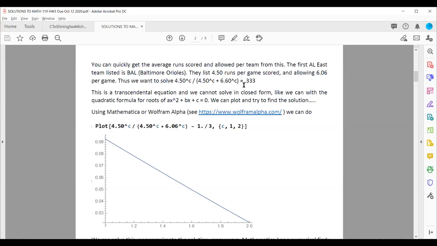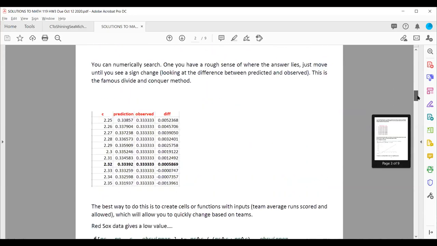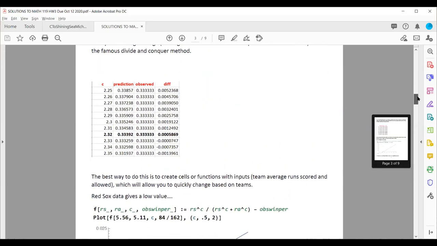One of the things we could do is plot various things and try to see what's going on. Let's see which plots I have here. Another thing we can do is use a little Excel notebook. So I'm going to share the Excel notebook and talk about how we would use that.